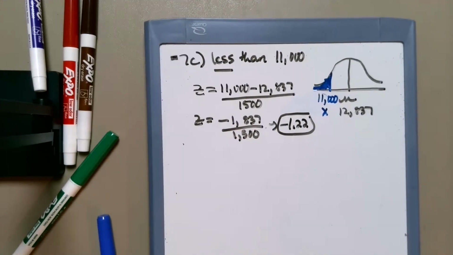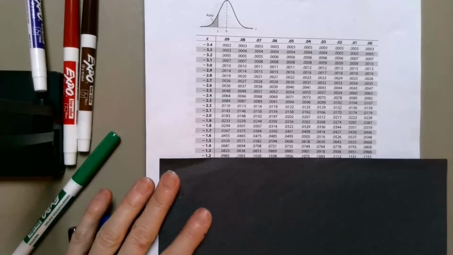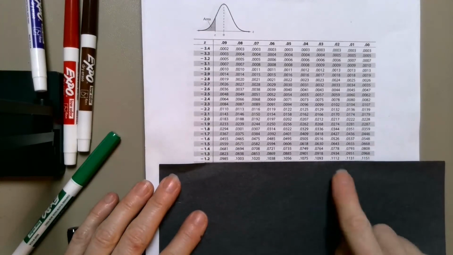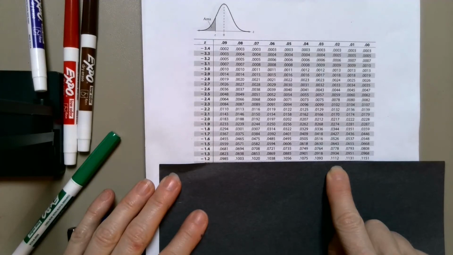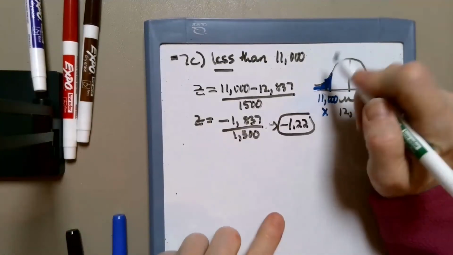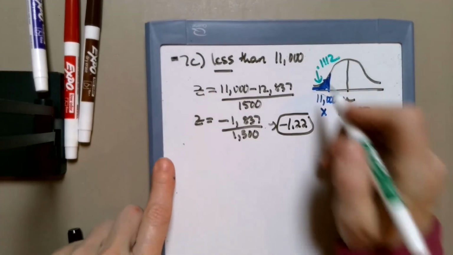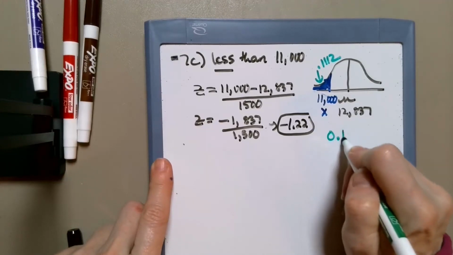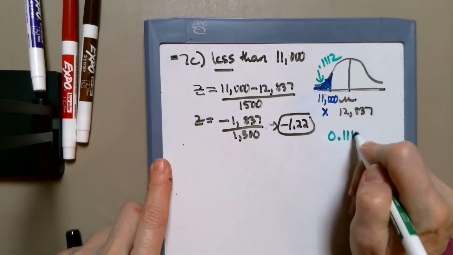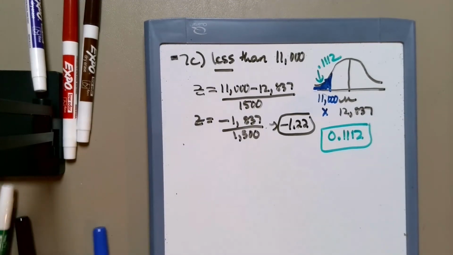So we are going to go to our z-table for the negative z side, and look up negative 1.22. So row negative 1.2, and then go down to 200ths, and we get the area to the left of 0.1112. And that is again the area to the left, 0.1112. And that's our answer because we wanted the area to the left for less than. So 0.1112 is our answer. So about 11% probability or so.